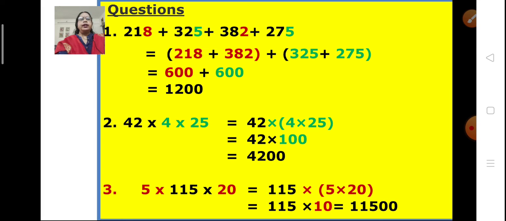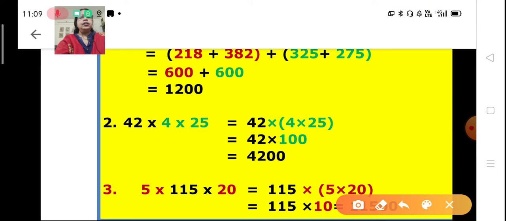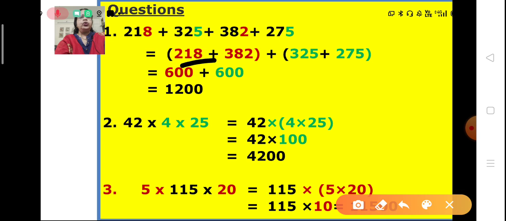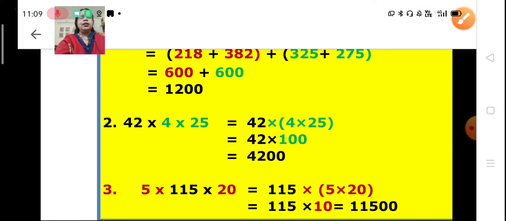218 plus 325 plus 382 plus 275. So we rearrange and group them, change their grouping and rearrange them in such a way that we get the answer easily, conveniently. So what do we do? We will group together 218 and 382. This we do to get 0 in ones place, so that finding the answer becomes easy.